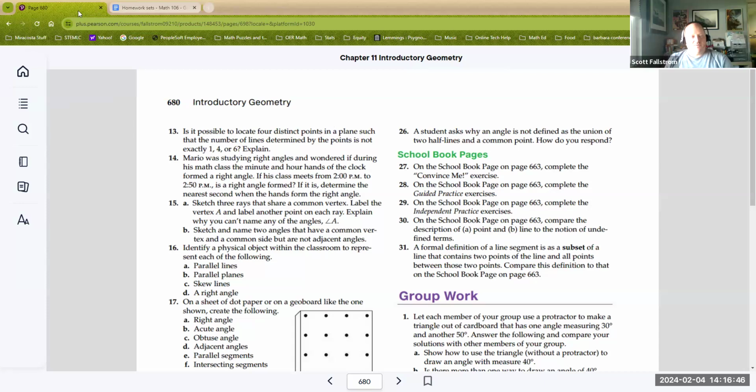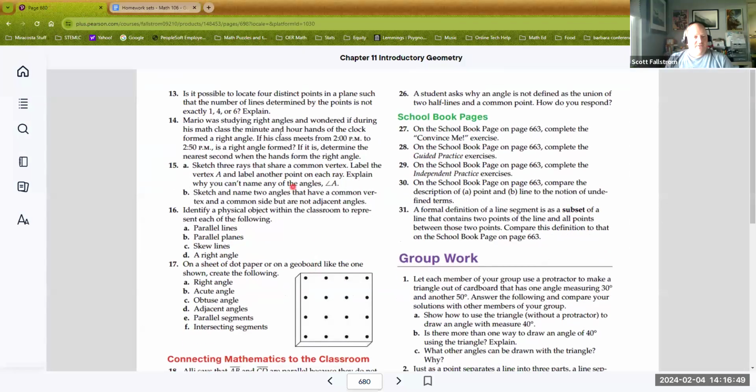All right, what else did I have? 12 through 14 and then 18. Okay, so 12, that was 13. 14, Mario studying right angles wondered if, in his math class, the hour hand and minute hand formed a right angle. Class meets from 2 p.m. to 2:50. Is a right angle formed? And if it is, determine the nearest second when the hands form the right angle.